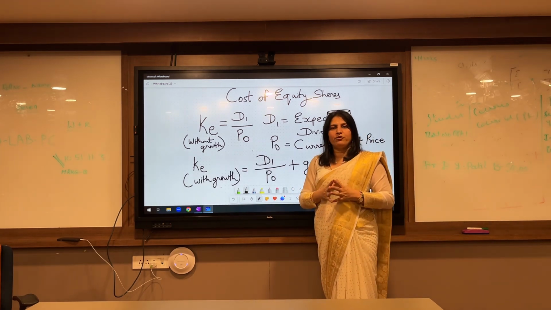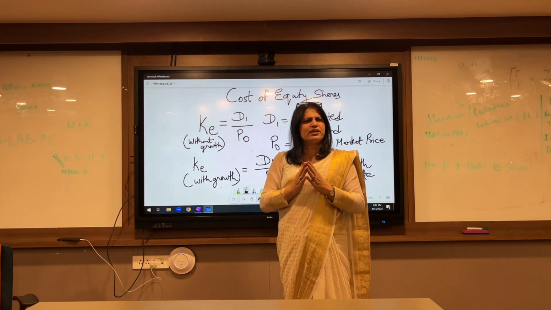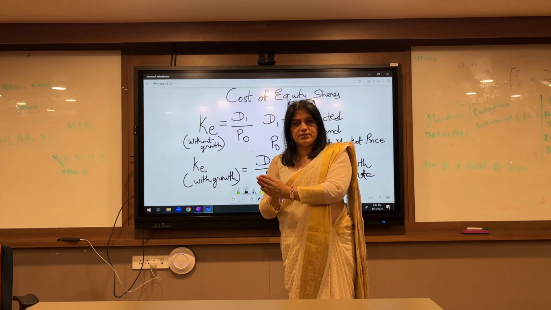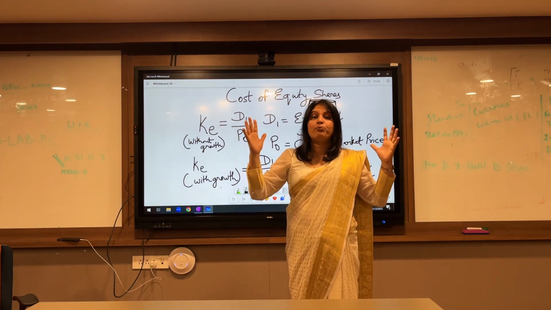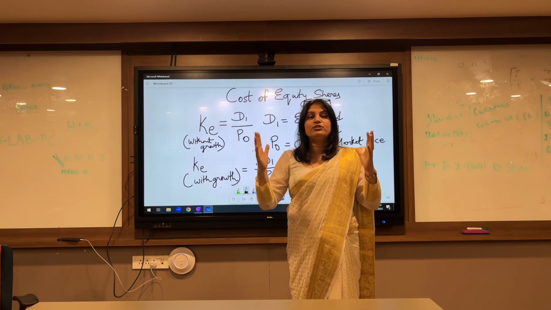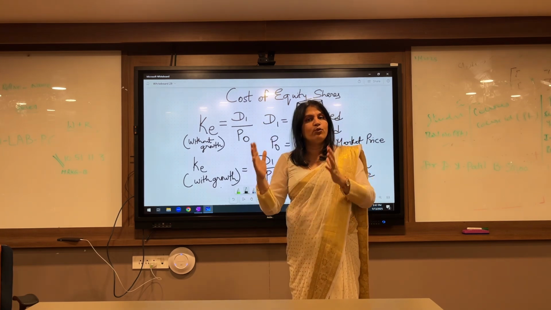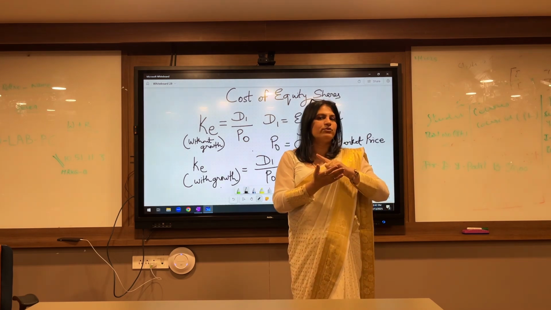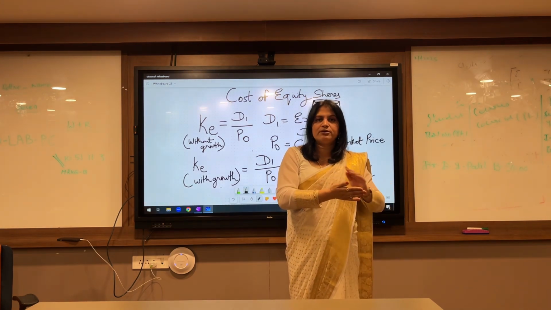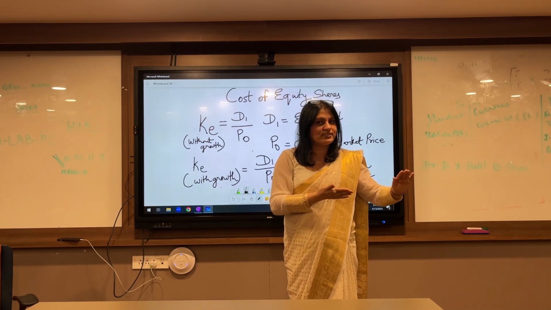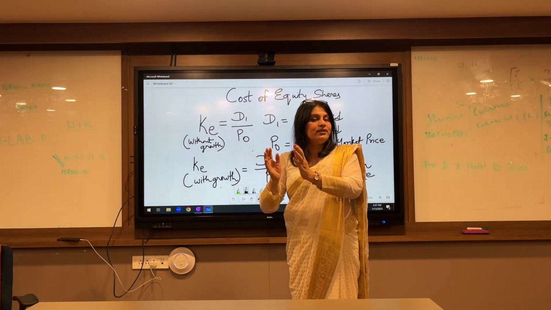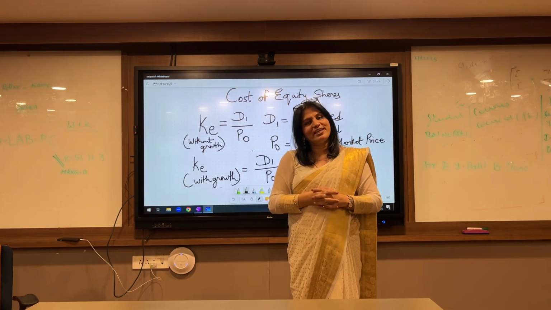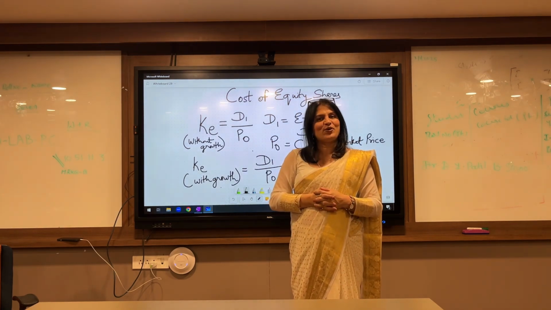And take one tip from me, my dear friends. All the students get confused between what is equity and what is equity share capital. Remember, equity is a broader term. Equity means owners' fund, proprietors' fund, shareholders' fund. It includes equity shares, it includes preference shares, it includes reserves, plus profit, minus losses, minus fictitious assets. And equity share capital is just a part of equity. I hope you are clear with the explanation of how to calculate the cost of equity.